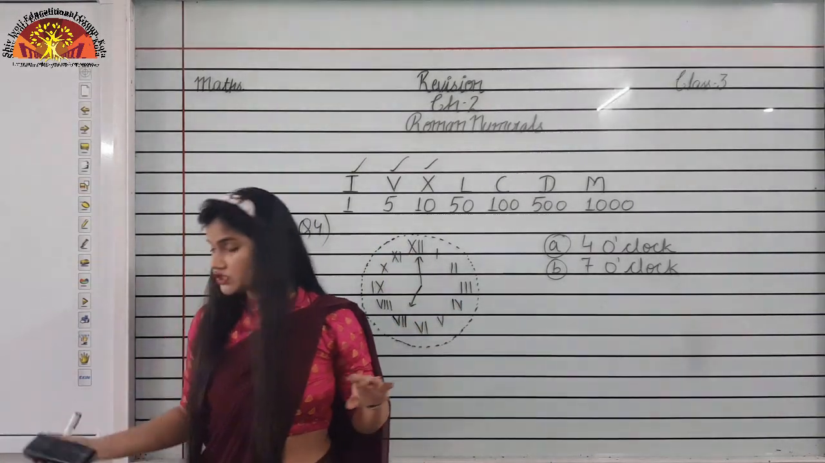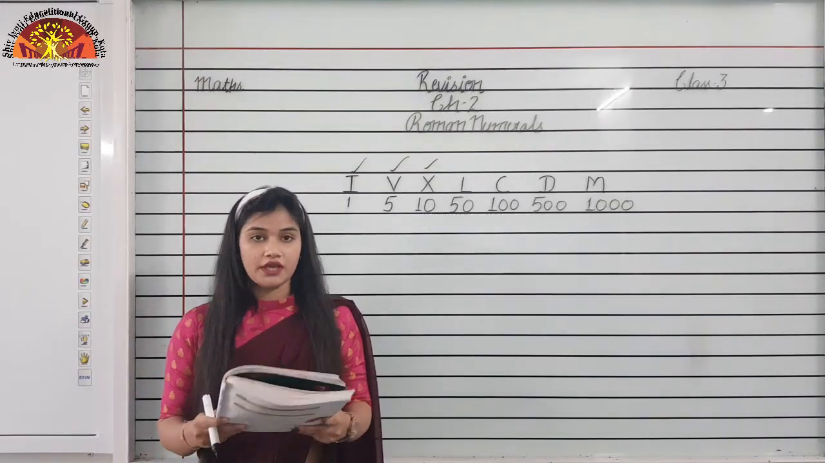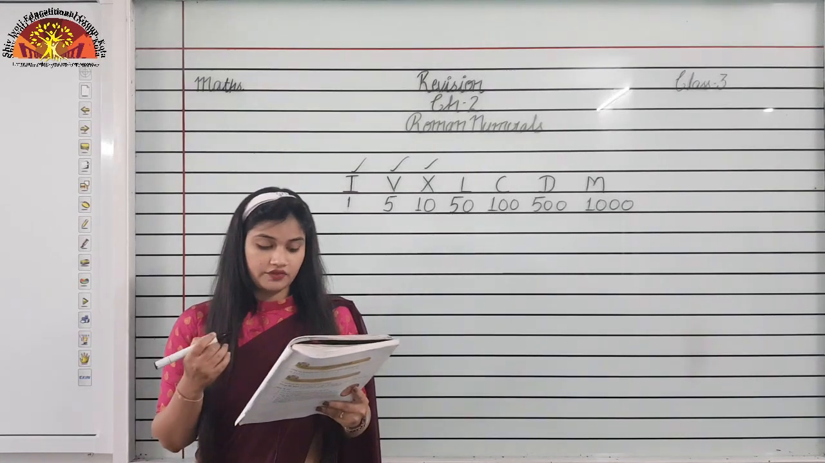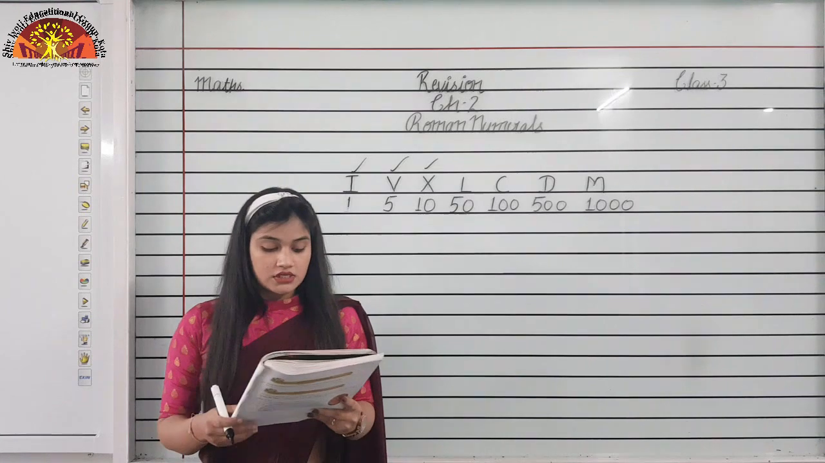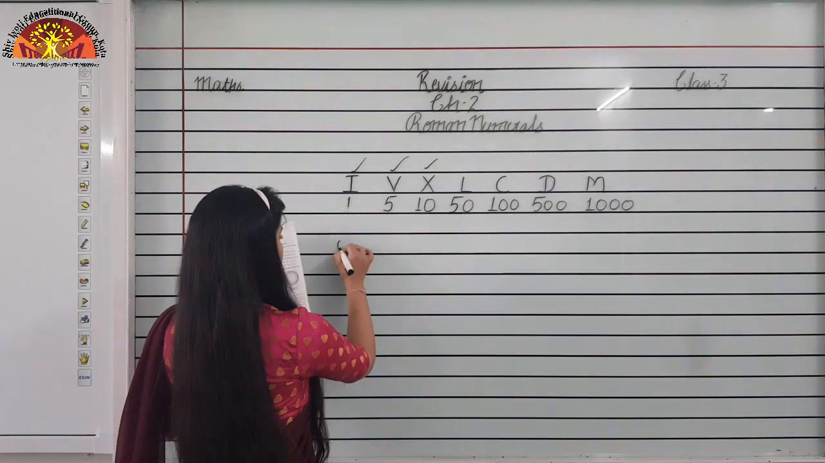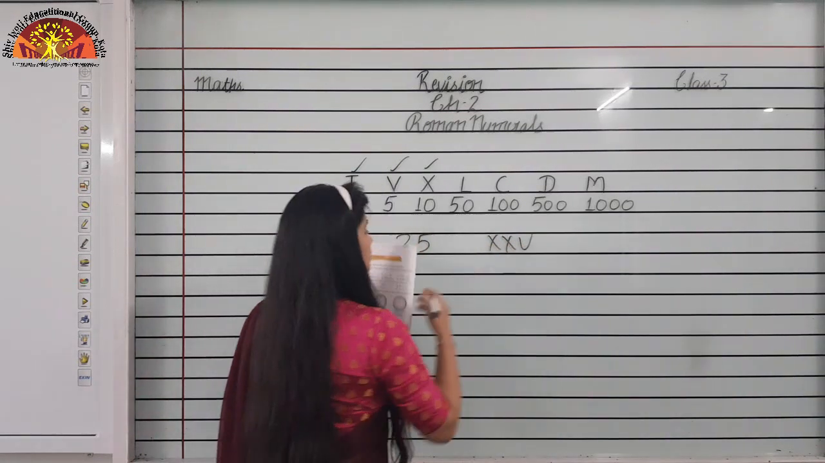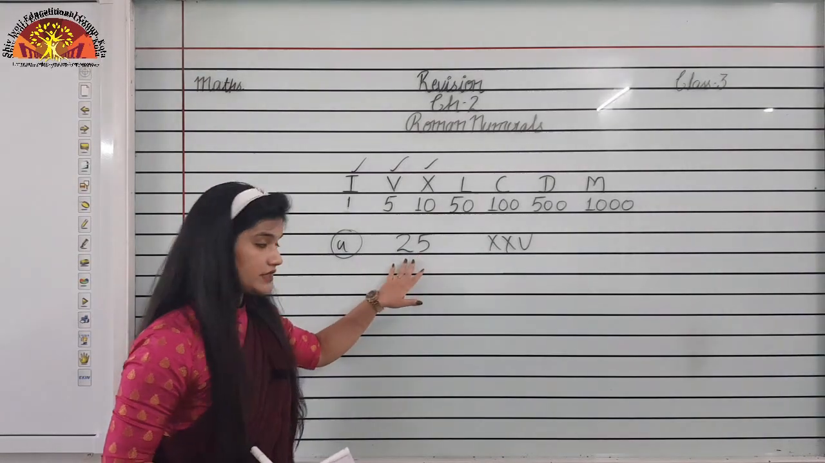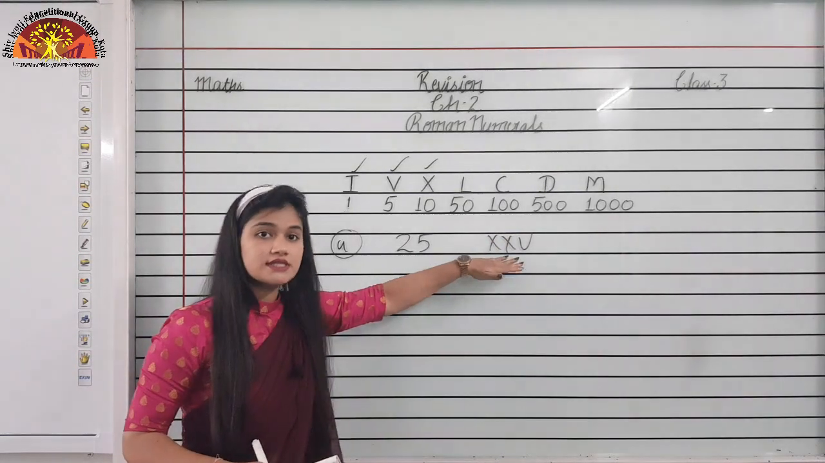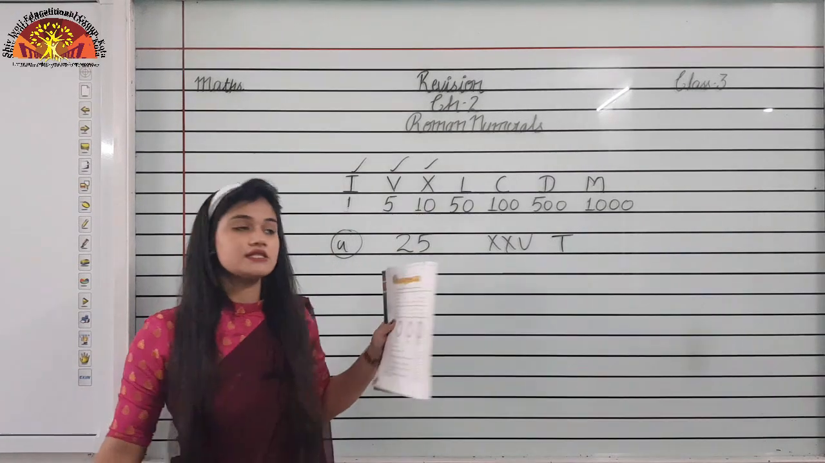Now we take the next question, that is question number 5. Write true or false. So students, some statements are given here and we have to identify whether the statements are true or not. So we are taking the A part: the Roman numeral for 25 is XXV. The Roman numeral for 25 is XXV. So students, we have to observe 20 first of all. 20 means XX, then 5 means V. So this statement is correct. So we have to put a T sign here. It means this statement is true.